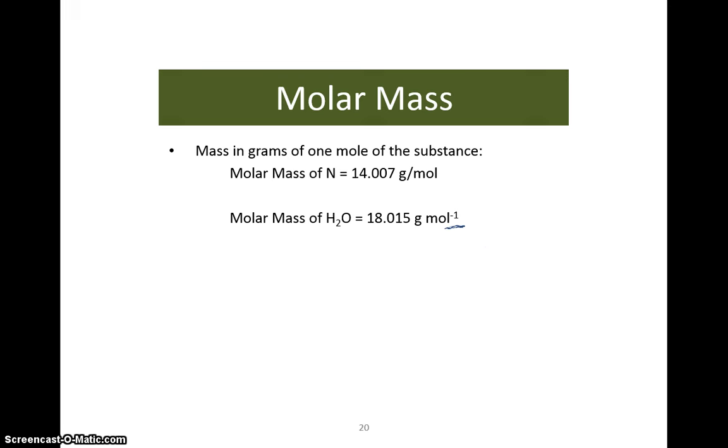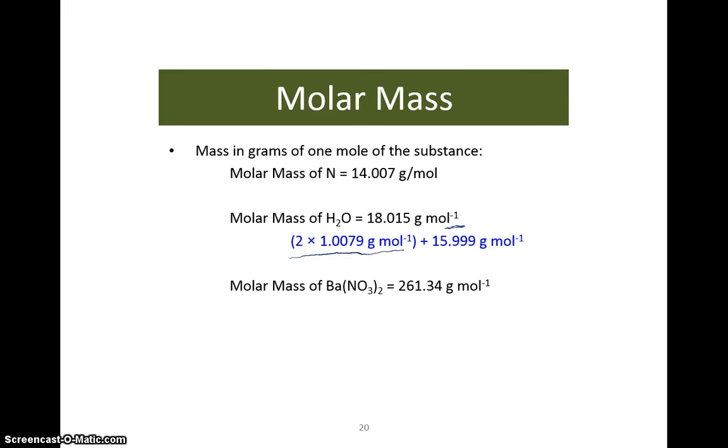To find this 18.015 number, you simply multiply the molar mass of each atom times the quantity of that atom and add them up. So we have 2 hydrogens. Each one has a molar mass of 1.0079, so 2 times that mass plus the molar mass of an oxygen atom gives us the molar mass of water, which is 18.015.